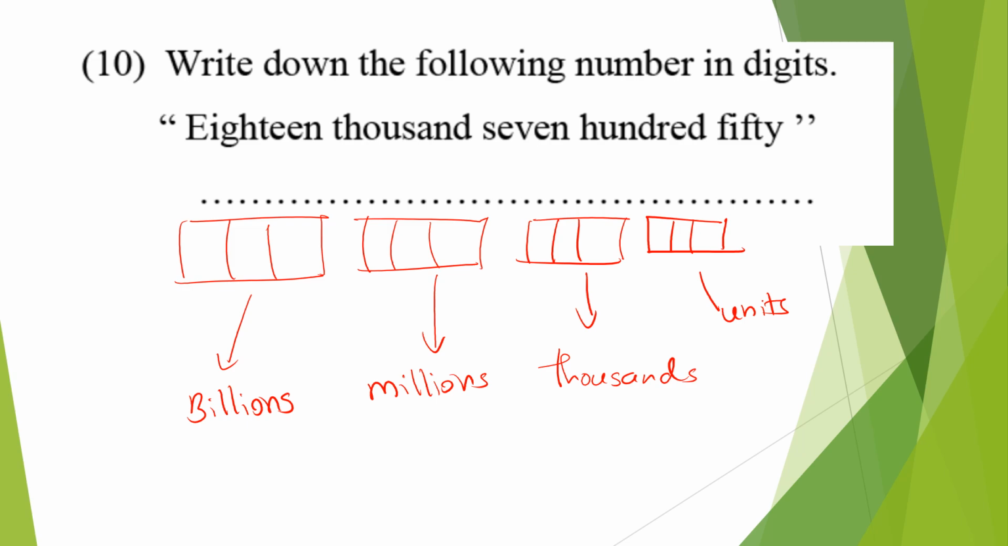So here you have to write 18,000. So 18,000, you write 18 here, in the thousands. Then you write 750 in the units. So you write it like this: 18,750, right? So this is the answer. So if you have to write billions, millions, thousands, and units, you can use this diagram. This is very easy, and you can apply this way to find answers to this kind of questions.